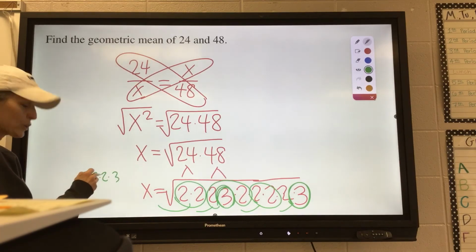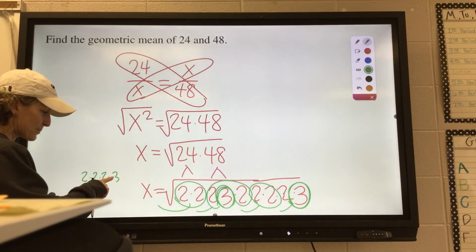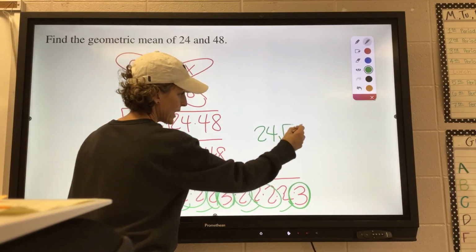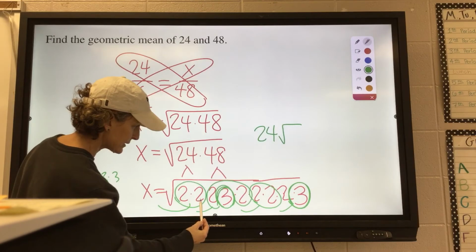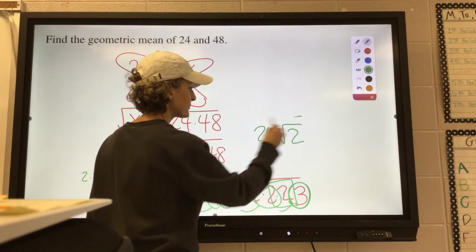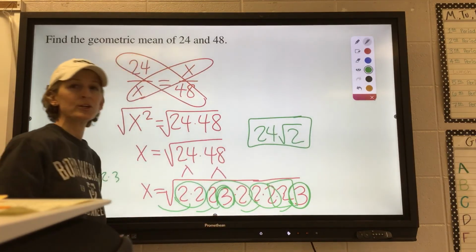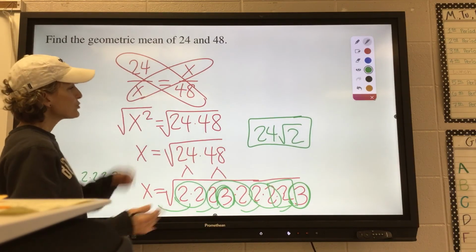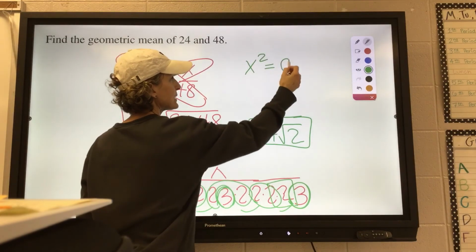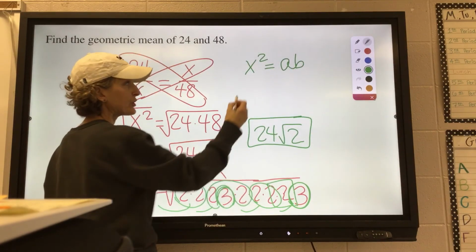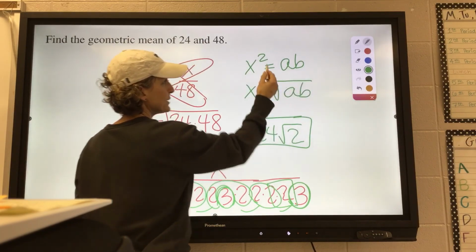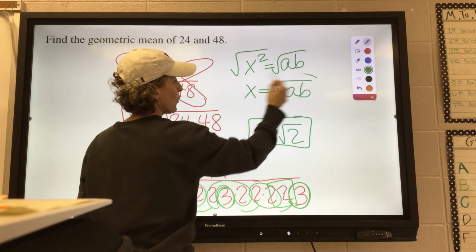2 times 2 is 4, times 2 is 8, times 3 is 24. So I have 24 on the square root of what was left in here, just this little old 2. And that would be your answer. So geometric mean is x squared equals AB, or you can look at it as x equals the square root of AB, which would be taking that one more step.